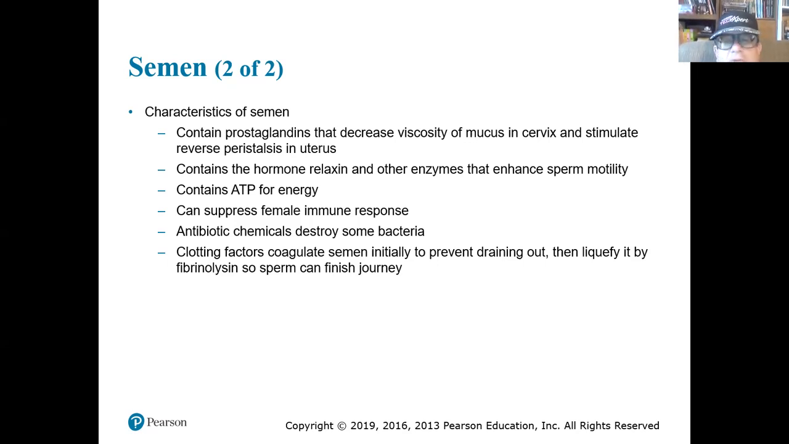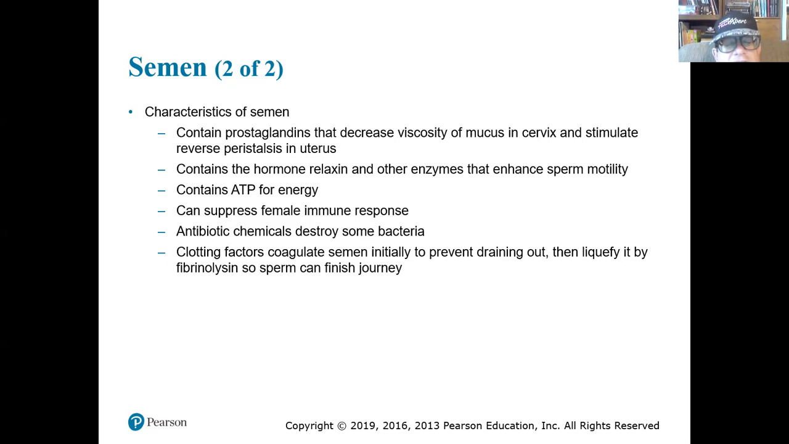Let's see, hormone relaxin and other enzymes that make sperm motility higher. You have ATP, again, an energy source to feed the little swimmers so they can swim, the little sperm. Semen can suppress female immune response. Interesting.